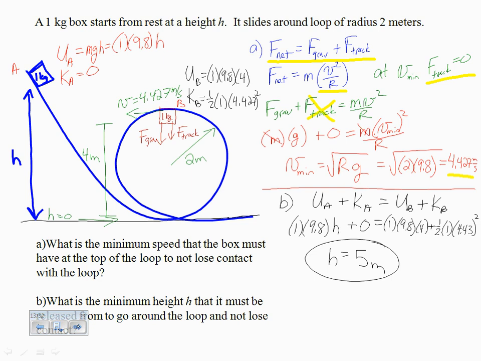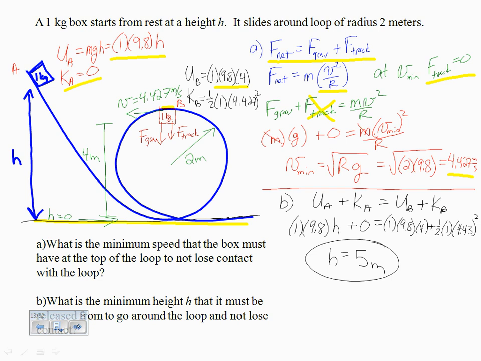So at the beginning, the box was not moving at all, so there was no kinetic energy at the beginning. And it was some distance h above the ground, so it had a certain amount of potential energy. The mass, 1 kilogram, times g, 9.8, times the height, h. At the top of the track, the height is not 0. The height was 4 meters above where we called the height 0, which was at the bottom of the track. So there was potential energy at the top. It was the mass, 1 kilogram, times 9.8 times 4 meters.